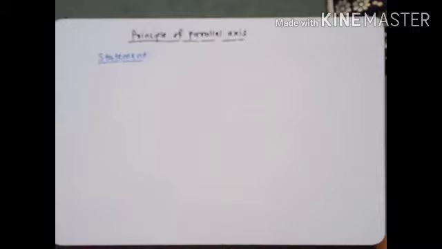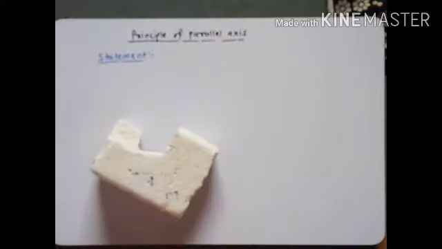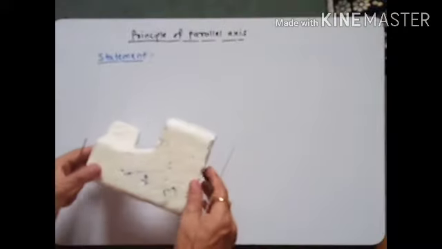The moment of inertia of a body about any axis is equal to the sum of its moment of inertia about a parallel axis passing through its CM and the product of mass of the body and square of the distance between the two axes. This is our statement. Suppose we consider a body of any shape.